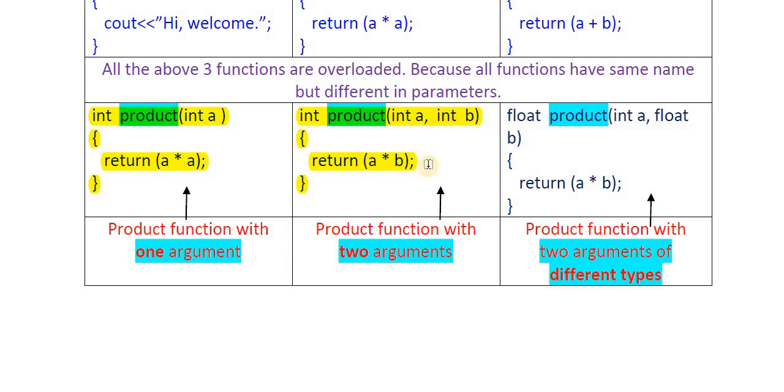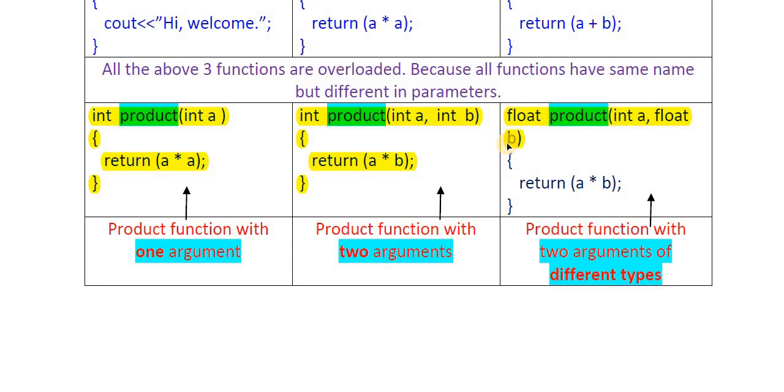And what is the work of this function? This function will multiply two numbers. It will return the product a into b, like this. So in the third example, float product, integer a, float b. In the third example also the function name is the same, product. Product is the name of the function.